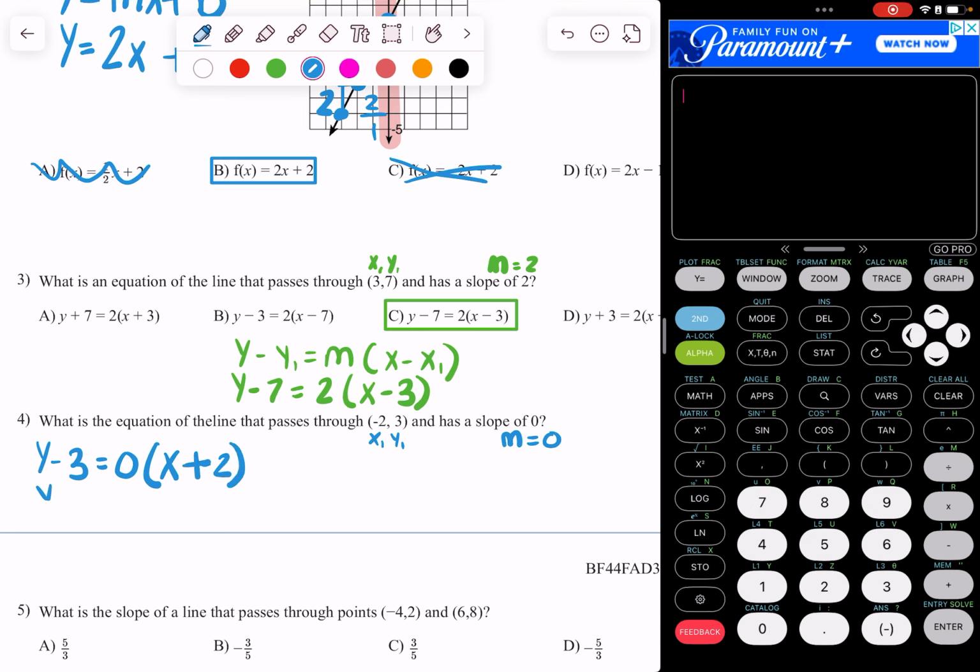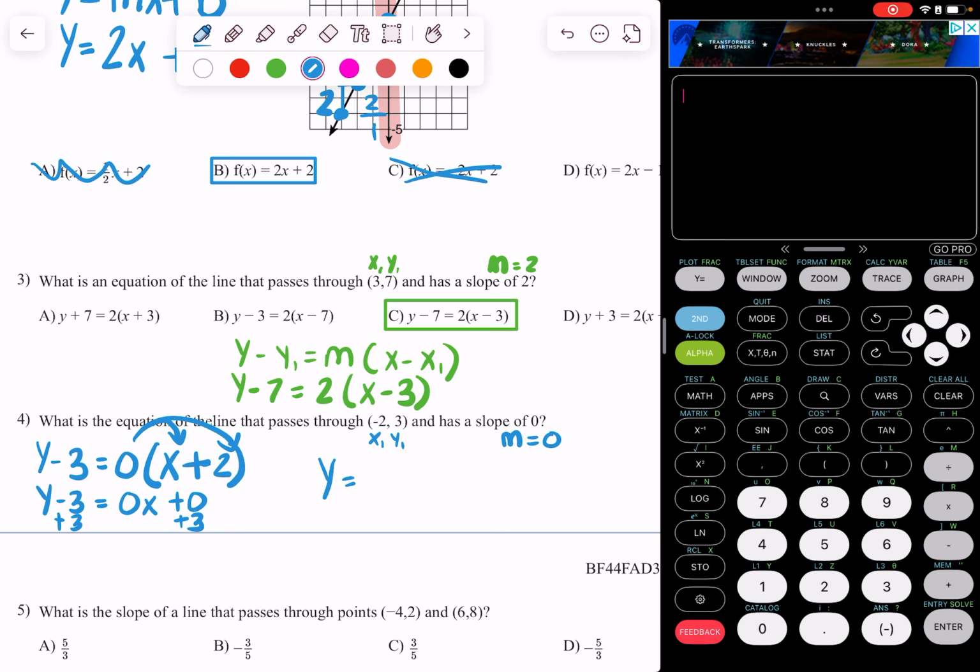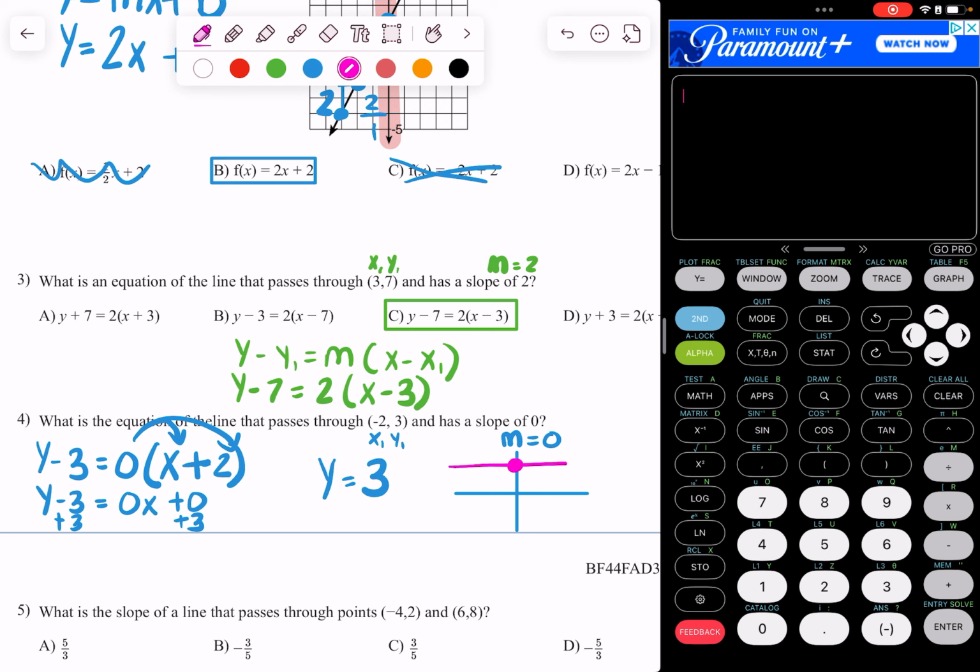Now let's distribute. Leave y minus 3 alone, and I am distributing my 0. 0 times x is 0x, and 0 times 2 is 0. Now I don't want that 3 there, so I'm going to add 3 to both sides, and that gives me y equals. I don't need to write down 0x, so I'm just going to write down 3. All right, so now with y equals 3 in this equation, how would you graph this? You would start by going up to y equals 3, which is right here, and making a horizontal line.